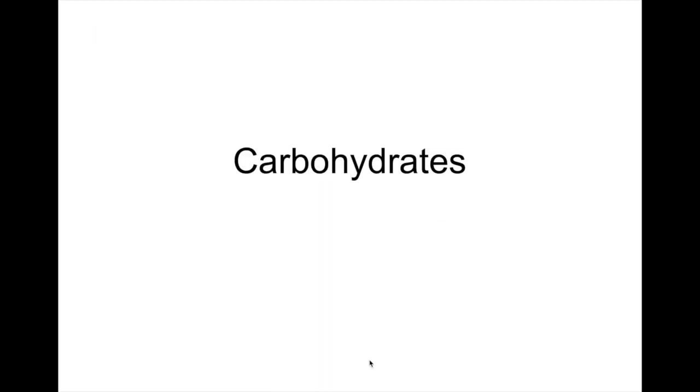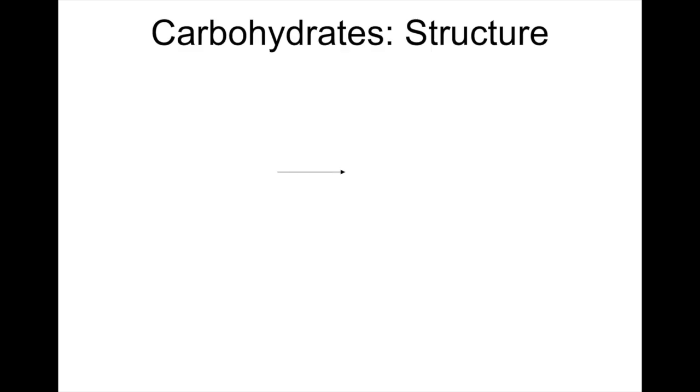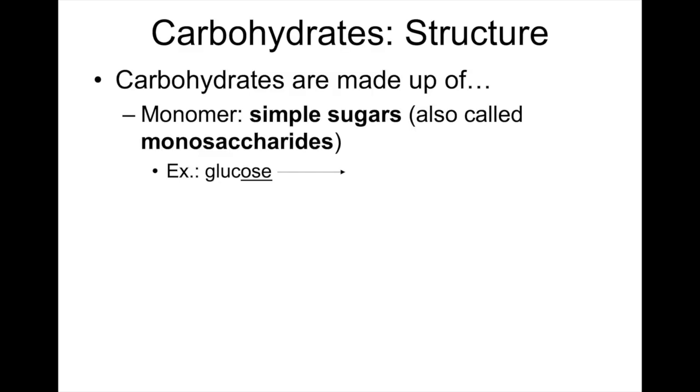All right, moving on to carbohydrates. Carbohydrates are made of simple sugars called monosaccharides. We can see here we have carbon, carbon, carbon, carbon, carbon. One more carbon, that's C6. H, 1, 2, 3, 4, 5, 6, 7, 8, 9, 10, 11, 12. H12. O, 1, 2, 3, 4, 5, 6. I think I counted them right. C6, H12, O6. That's glucose.